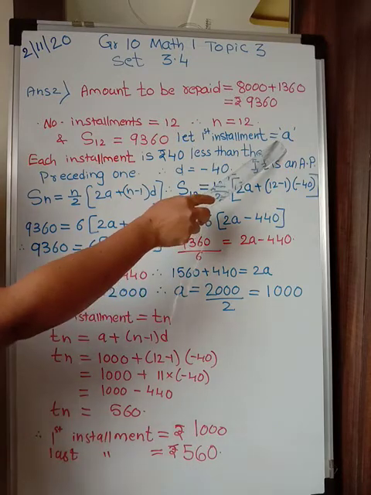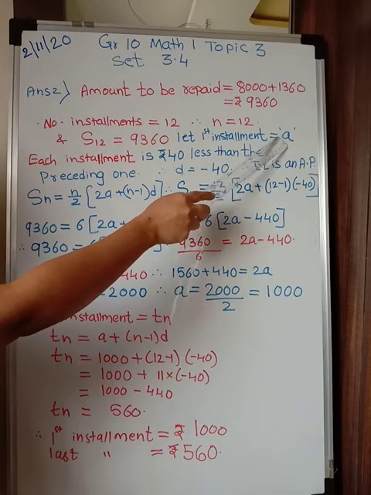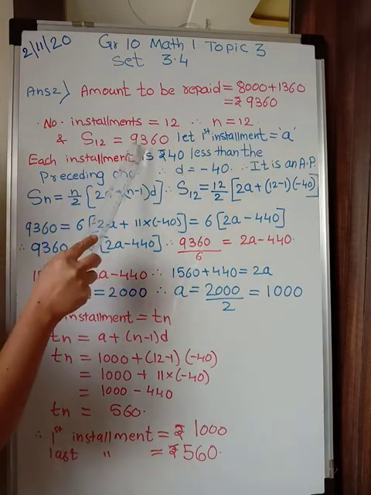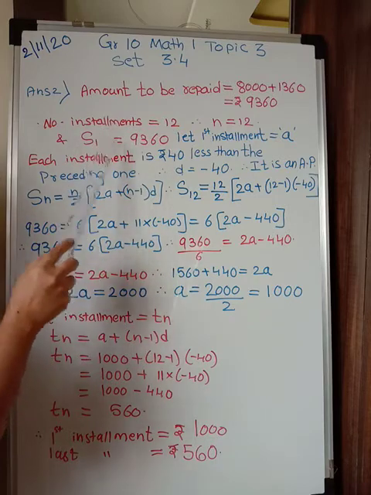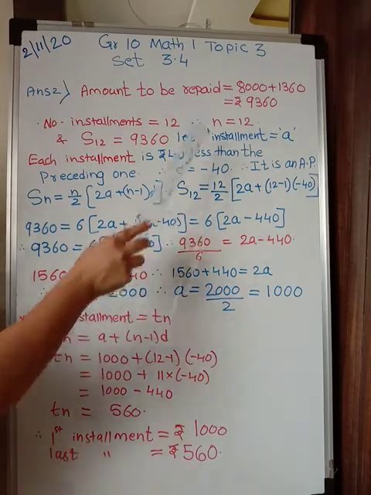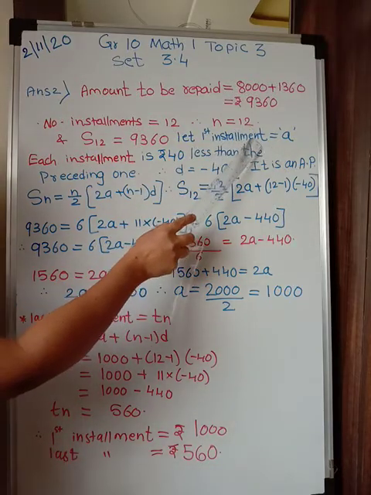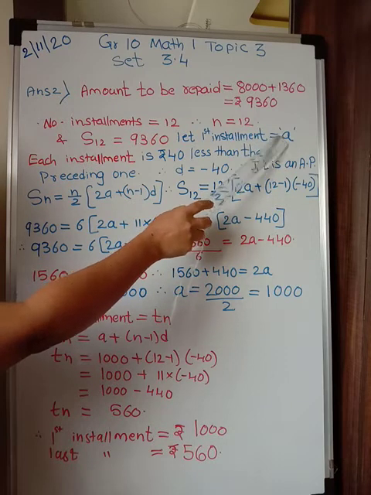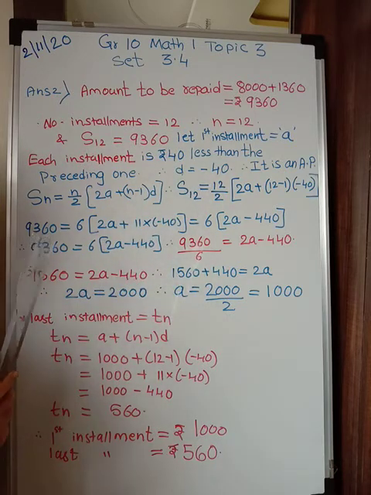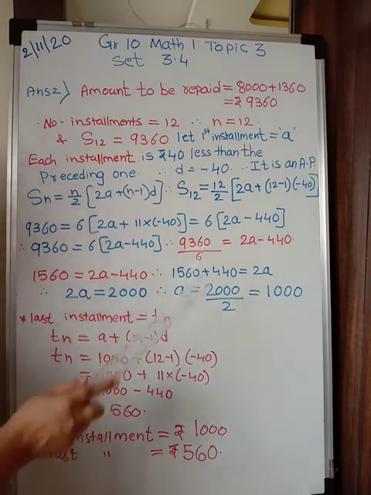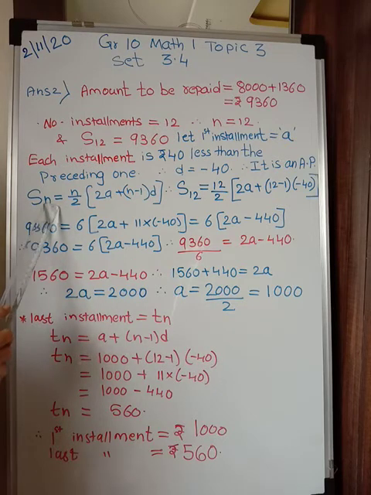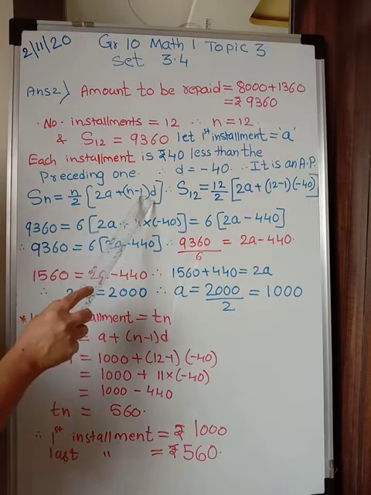Let A be the first amount in the first installment, that is A. Total sum of all the installments S12 is 9,360, and number of installments are 12. Therefore, n is equal to 12. So, what information we have? n is equal to 12, first installment, first term T1 is equal to A, S12 is 9,360 and difference is minus 40. Now, once we have proved that it is an AP because difference is constant of minus 40, we know Sn, sum of all terms is n by 2, 2a plus n minus 1 into d.